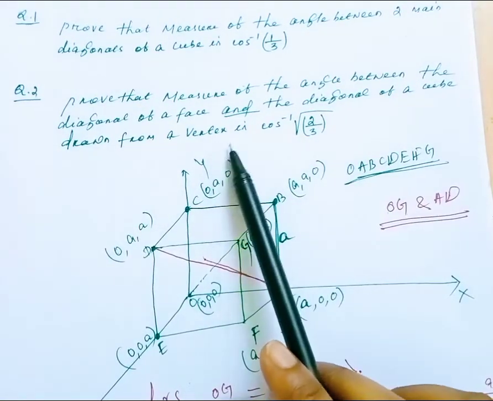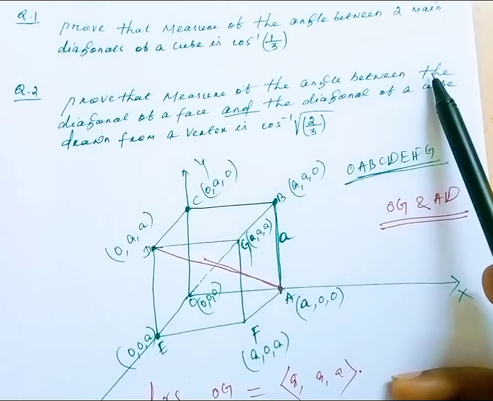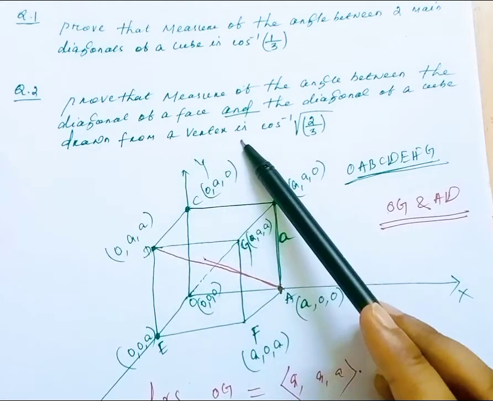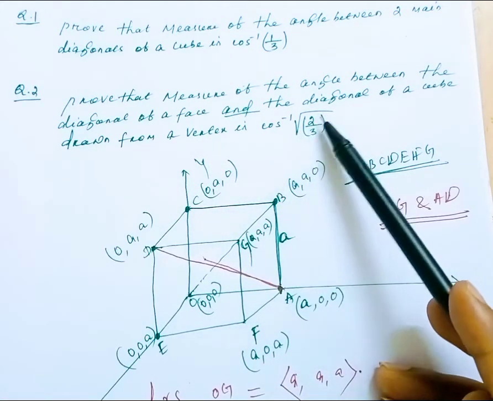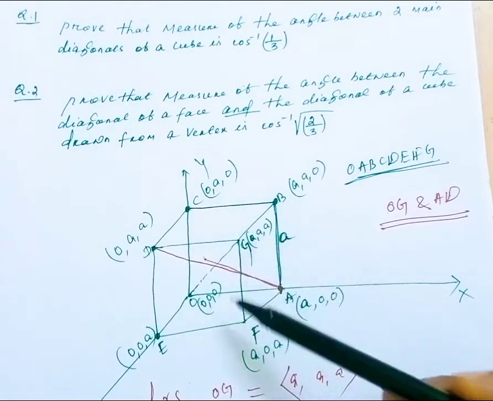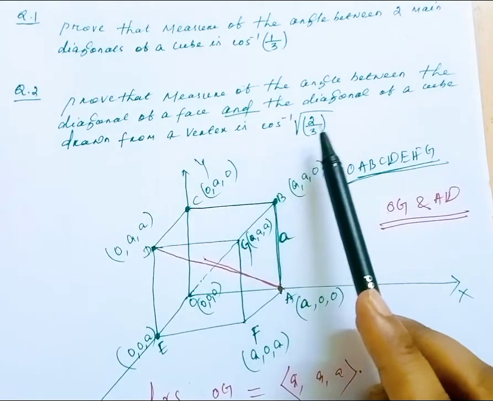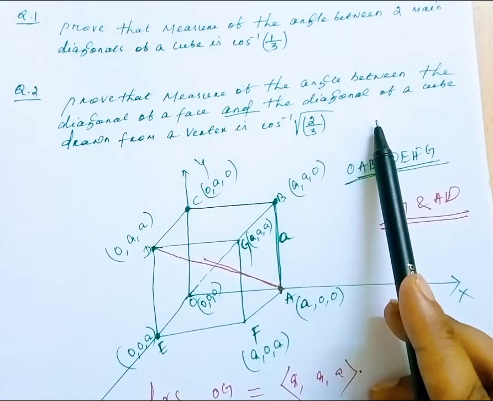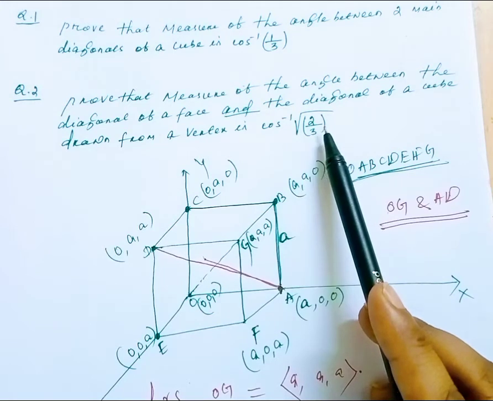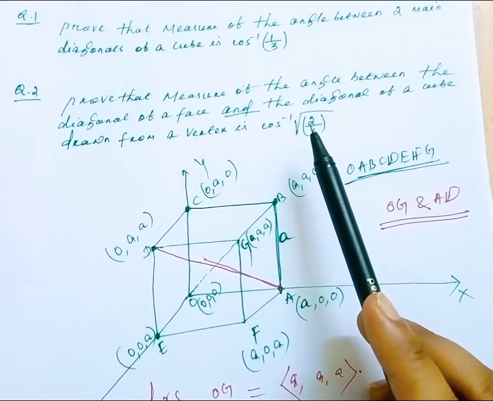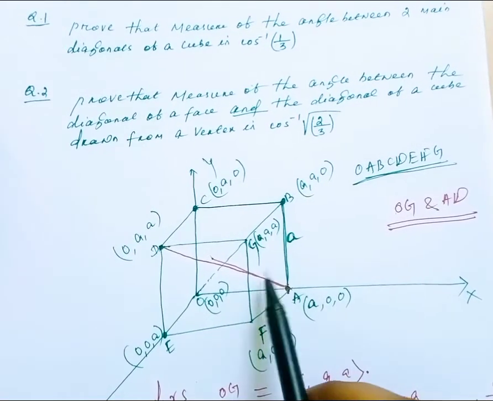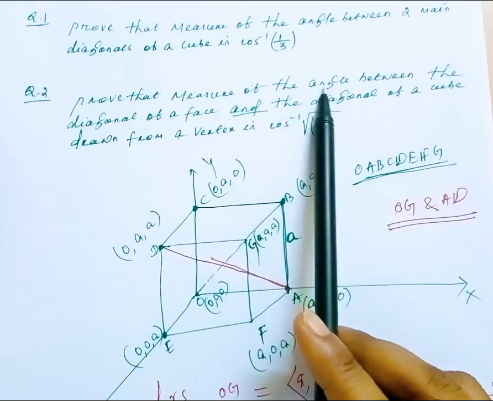The next question is to prove that the measure of the angle between the diagonal of a face and the diagonal of a cube drawn from a vertex is cosine inverse square root of 2 by 3. With the same picture I can find this angle, and it should be from a single vertex, otherwise they can't make an angle. So we just use the same picture, since the question is asking about the cube.